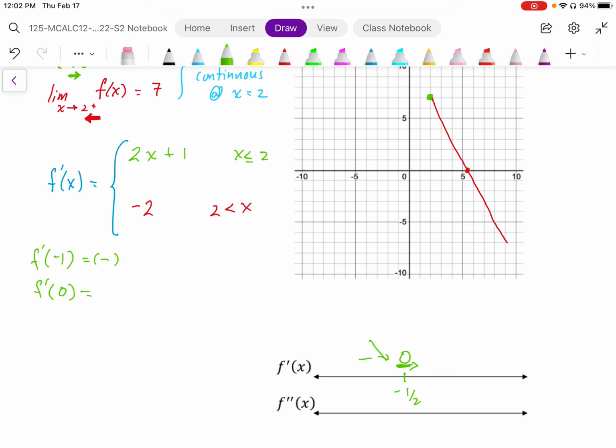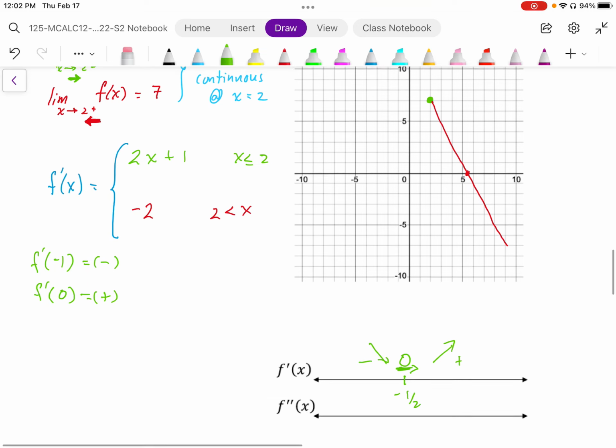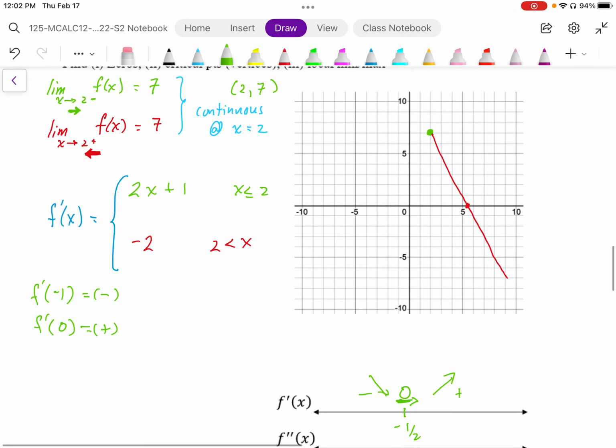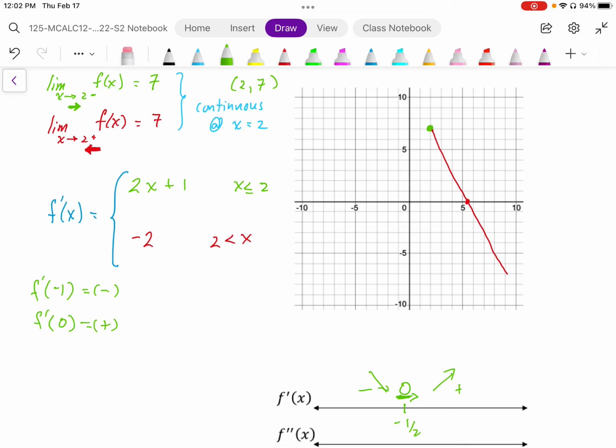It's going to be equal to positive. So we end up with a positive slope on this side. So our slope chart is going to look like that. And we have a point that we have to be careful of, which is the transition point. We need to know what's going on there.